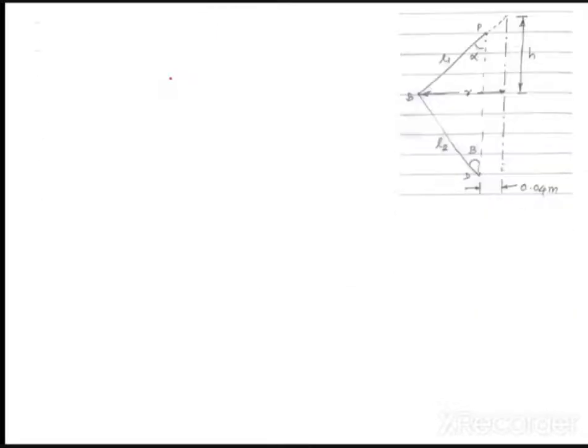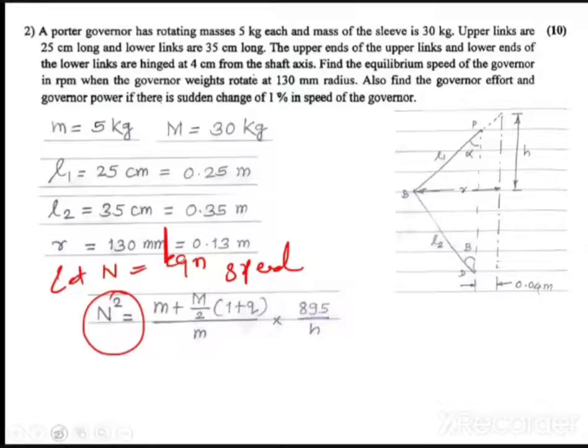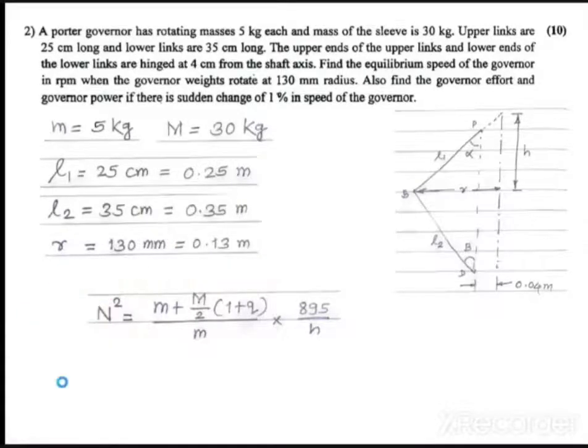Okay, so first of all, let us find, this is a diagram. Let us find V. I hope you have understood this. You can write a statement like this: let N be equal to the equilibrium speed, and you have to find out N. I think that is your aim. So first of all, let us find.